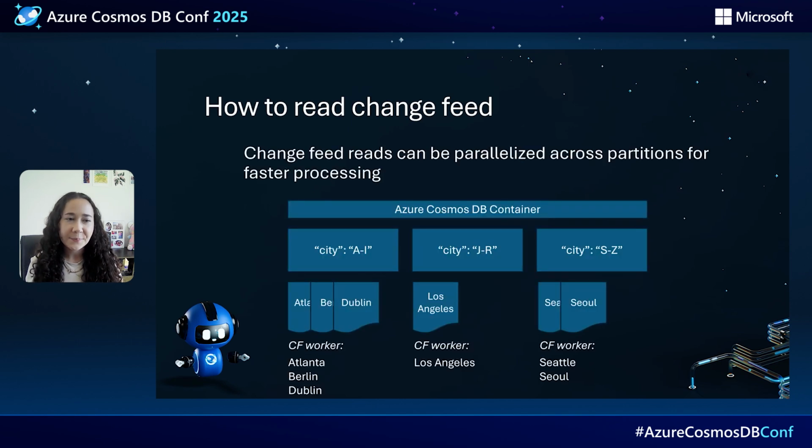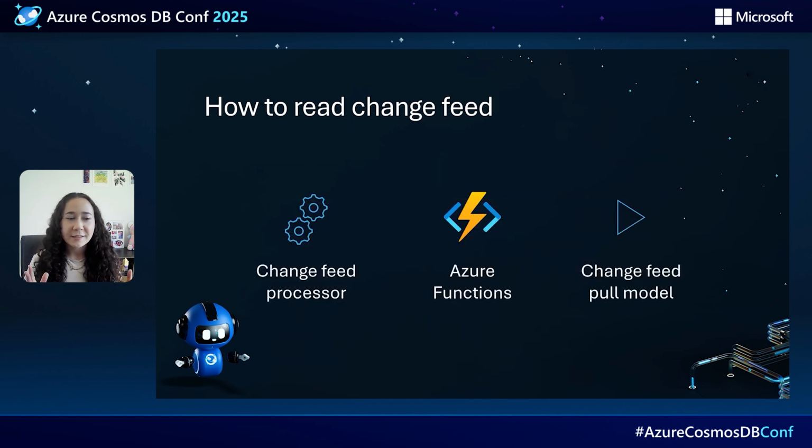Now, managing these partitions and workers can be a bit challenging, so there are several different ways to read change feed that help you manage this. The first is change feed processor. Change feed processor gives you control over how you read the change feed and offers configuration options for things like the poll interval for how frequently you're checking for changes. It doesn't have the complexity of needing to manage checkpointing, error handling, or scaling across change feed workers as your container grows. All of that is handled for you automatically with the change feed processor.